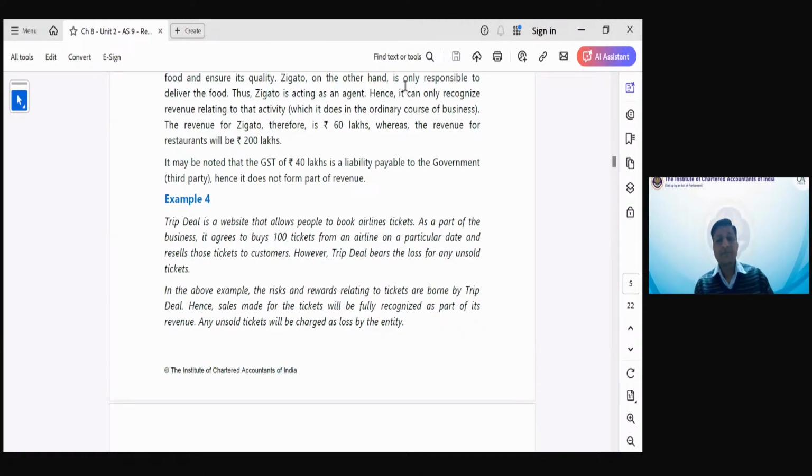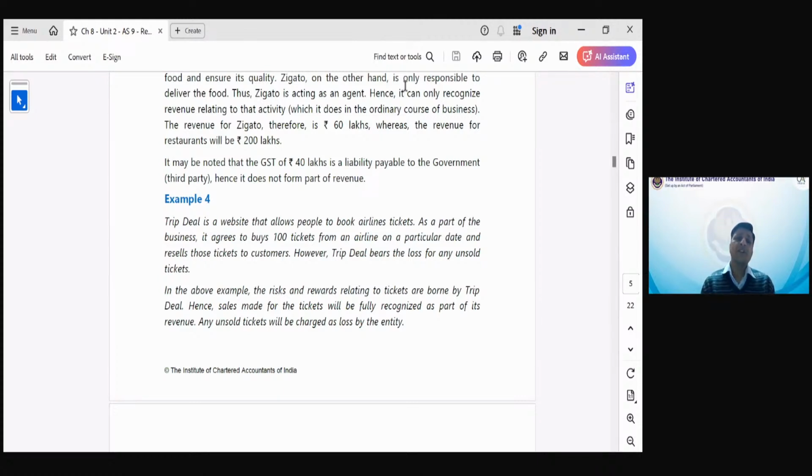Tell me. Whether TripDeal is acting as the agent or the principal and why? Okay, Vismita says principal. So can you tell me why? Nayan says principal. Great. Why? Tanu says agent. Okay, again, can you tell me the reason why? So why do you think? Okay, Ajay Surya says principal because TripDeal is bearing the risk. What is the risk? Priya says because TripDeal has purchased the tickets. Okay. Pranav says TripDeal is acting as the principal because it is bearing the risk of inventory.